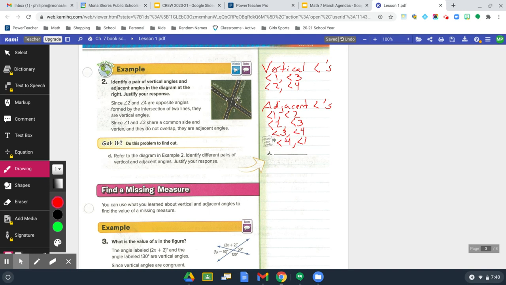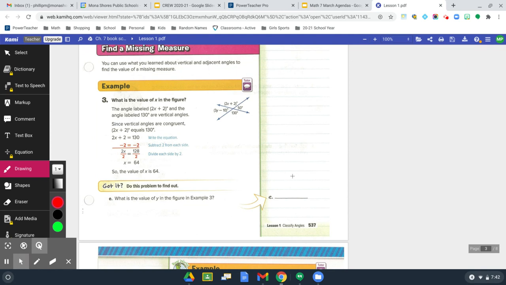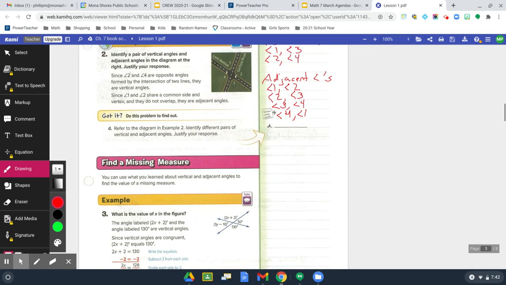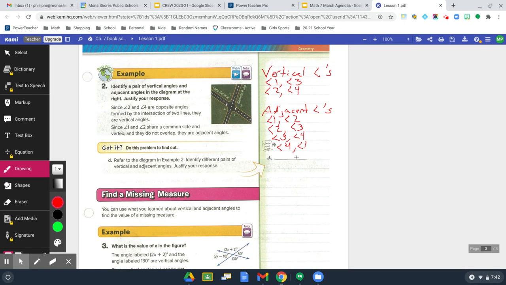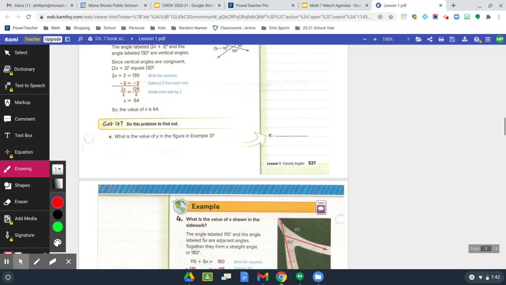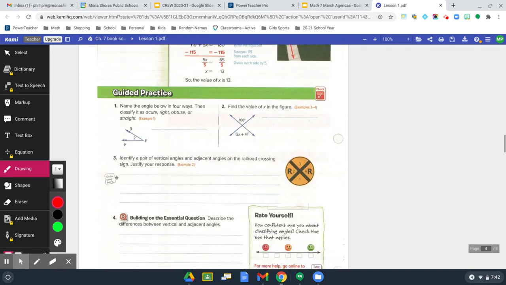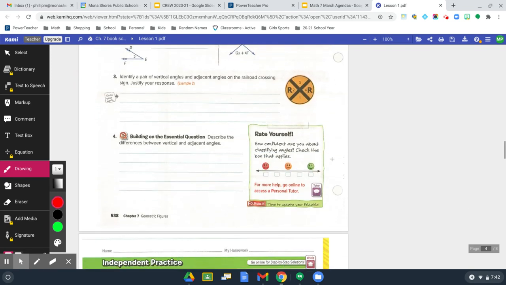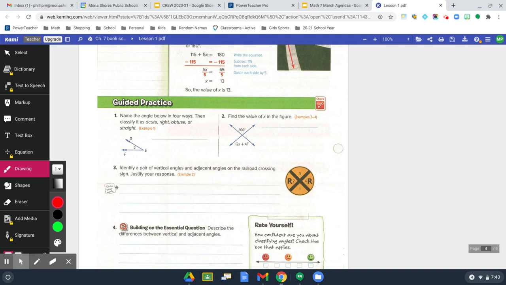So there are 4 sets of adjacent angles here as well. Okay, so now we're going to scroll down and you're going to try what we just did in example 2. You're going to try it in guided practice on page 538. I want you to try number 3.